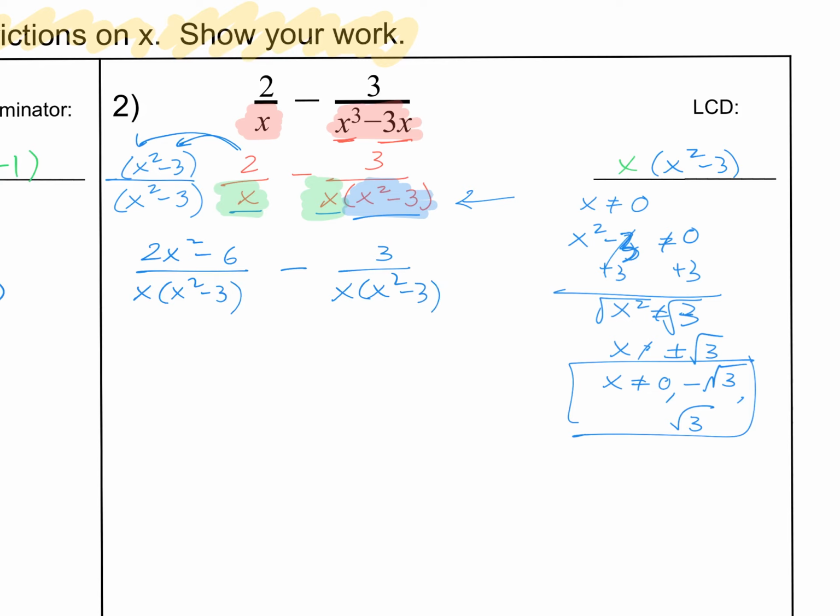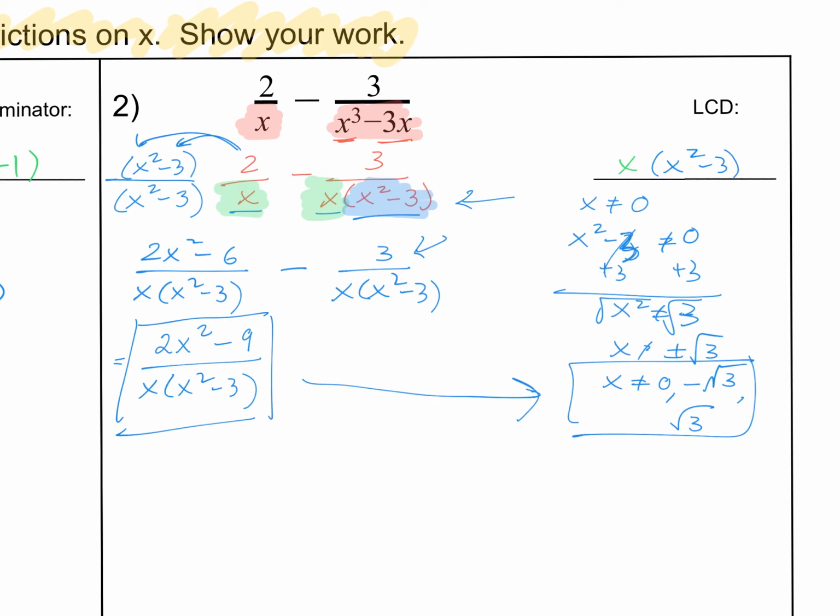And now we're just going to combine the top. There's only one term on the right side, so I don't need to distribute. We're going to have 2x squared minus 9 all over x times x squared minus 3. At this point, I can't really factor it anymore to see if anything's going to cancel out. And so this is as simplified as it can get. And I also have my excluded values here.